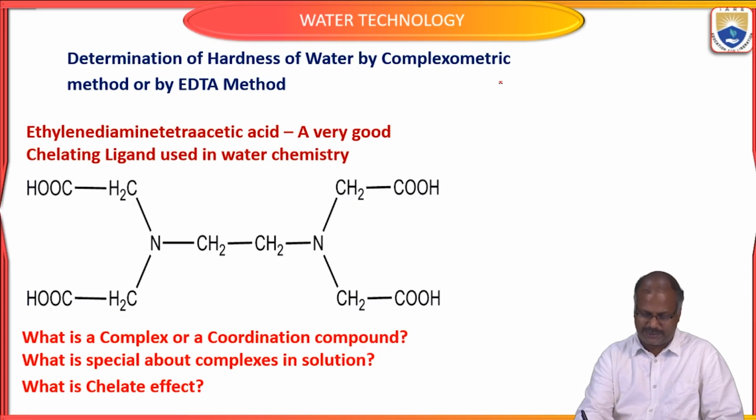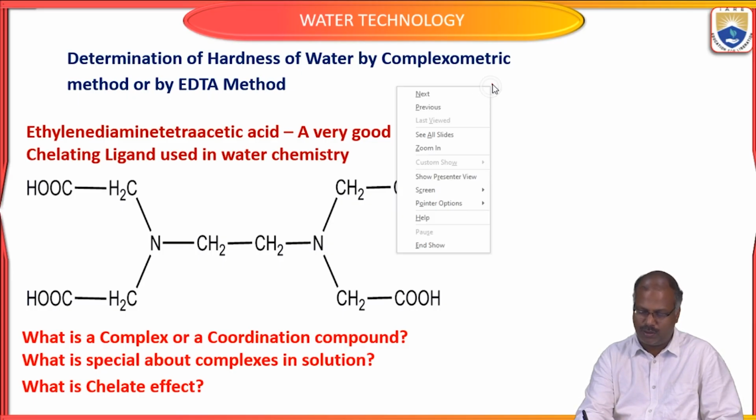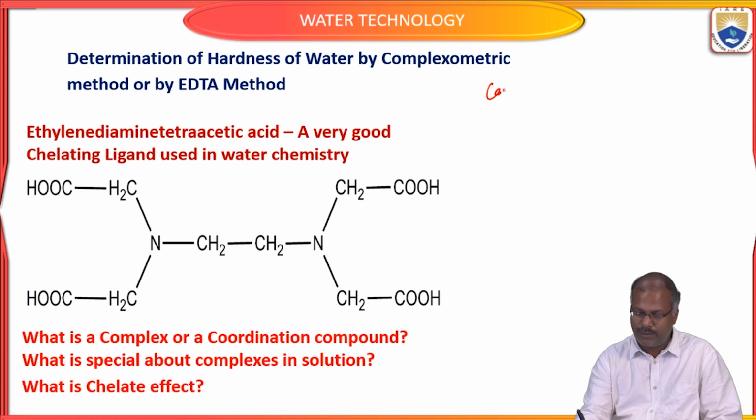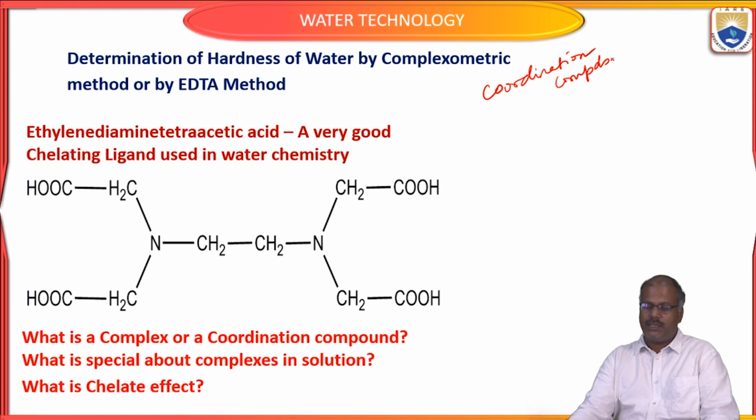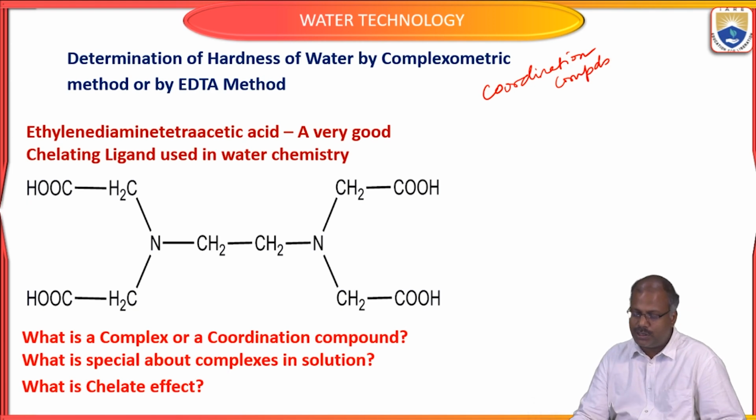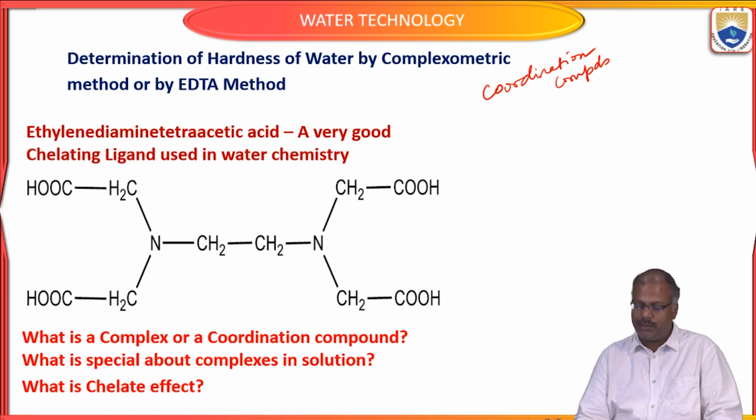What is a complex? Complex is also called coordination compound. You can say inorganic complex or inorganic coordination compounds. Okay, coordination compounds. So what is a complex or coordination compound? Let us take one example to explain this.